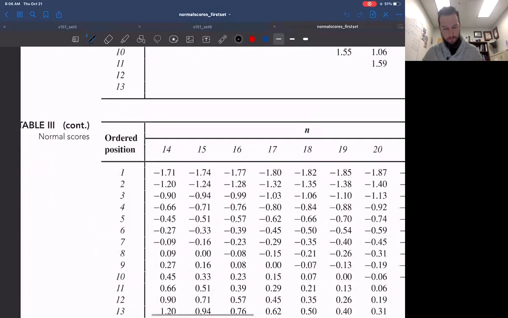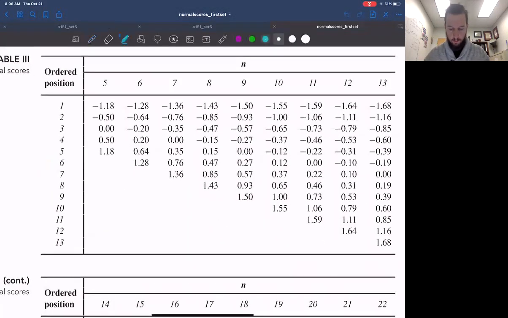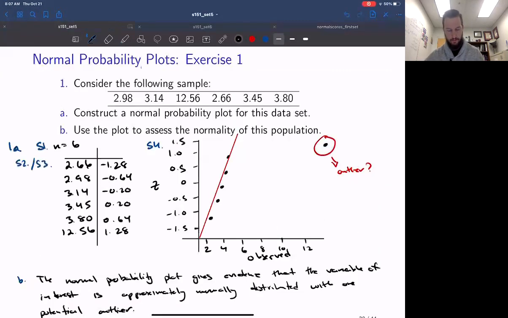Right? And you can see, for example, in our illustration, we had 6 observations. So we are just taking this set of normal scores here. If you pay attention to the values, I'm directly pulling those normal scores and assigning each normal score to a value in our data set. The key is that I order the values in our data set, so I'm running from 2.66 to 12.56, and aligning those values with the normal scores.